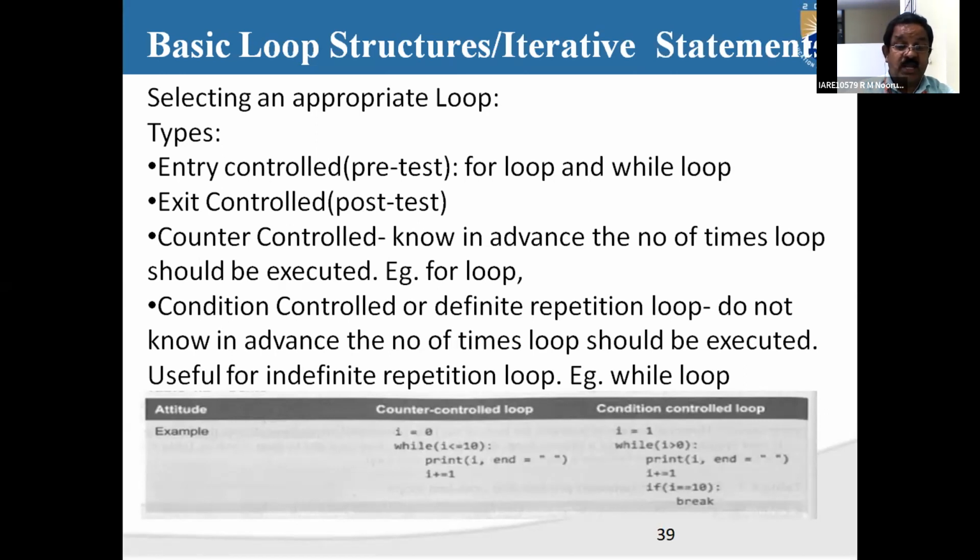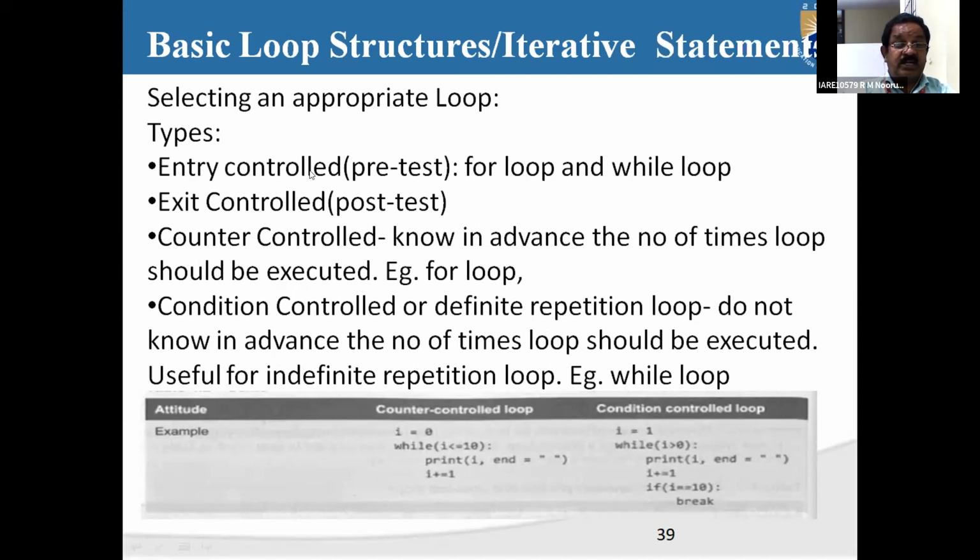Whereas in case of while, it may or may not. It doesn't know exactly how many times it has to be repeated. Then it is called condition control or indefinite repetition loops: you do not know in advance the number of times the loop should be executed. So this will be useful for the while statement. Example for counter controlled looping statements is the for loop. Example for condition control loop is the while loop.